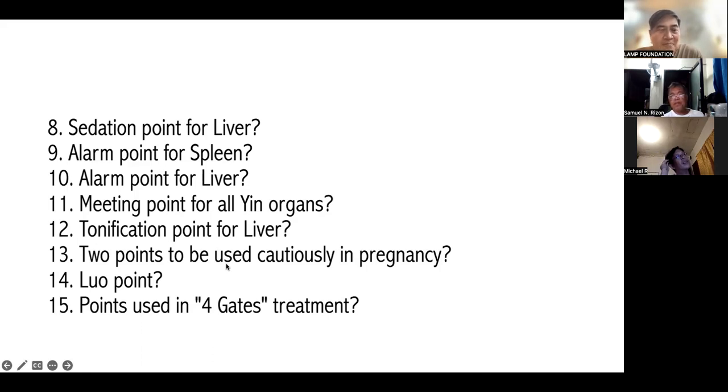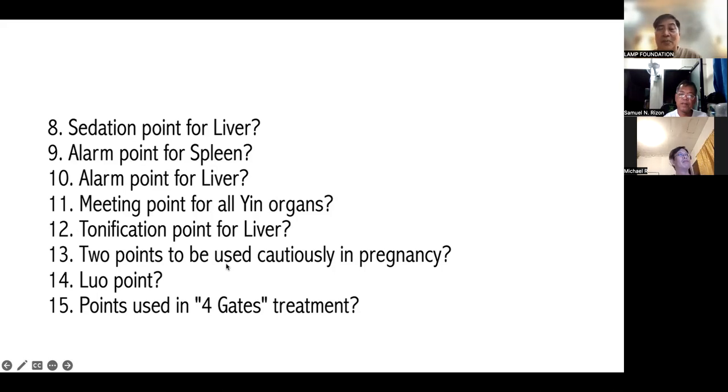Very good. Meeting point for all yin organs? PC, try ko lang po kung tama. Ano yung PC? Liver pa rin. Ay, liver meeting point. Ni-research mo to? Liver 13 po. Very good. Wow. Meeting point for all yin organs is liver 13. Oh, excellent. Number 12, tonification point for liver is liver 8.